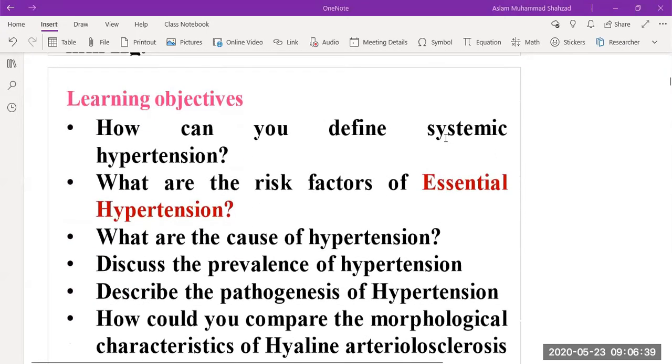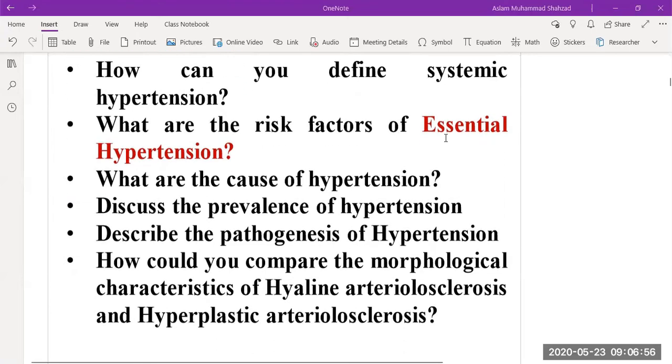So the learning objectives, in regard to understanding this case study, are: how can we define systemic hypertension, what are the risk factors of essential hypertension, what are the causes of hypertension, discuss the prevalence of hypertension, describe the pathogenesis of hypertension, and how could you compare the morphological characteristics of hyaline arteriosclerosis and hyperplastic arteriosclerosis.